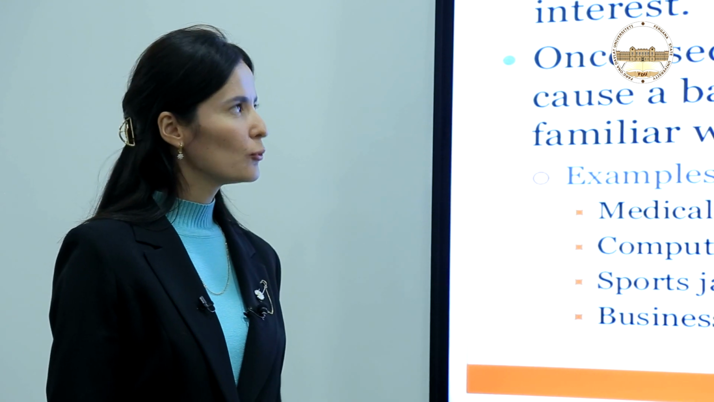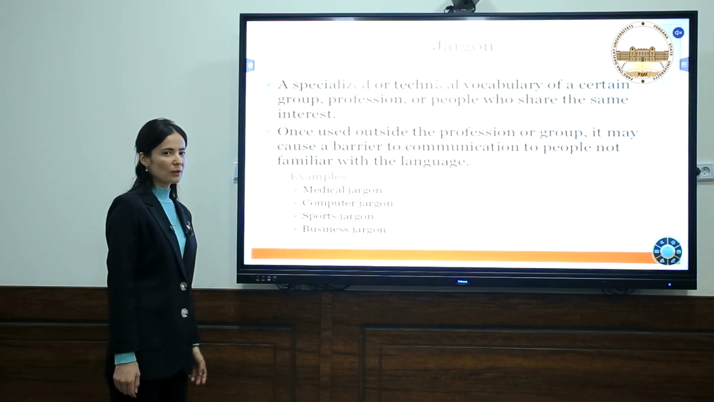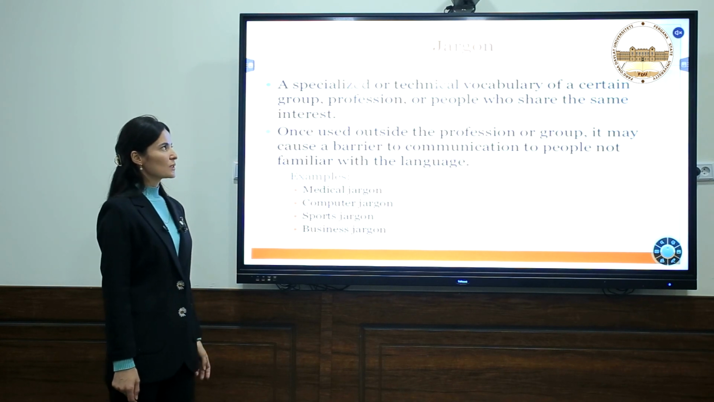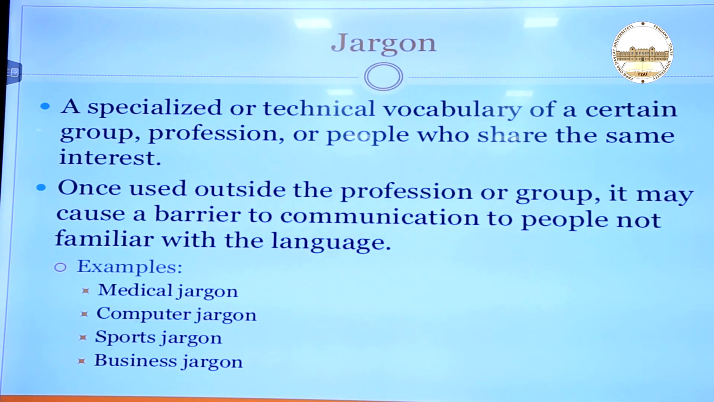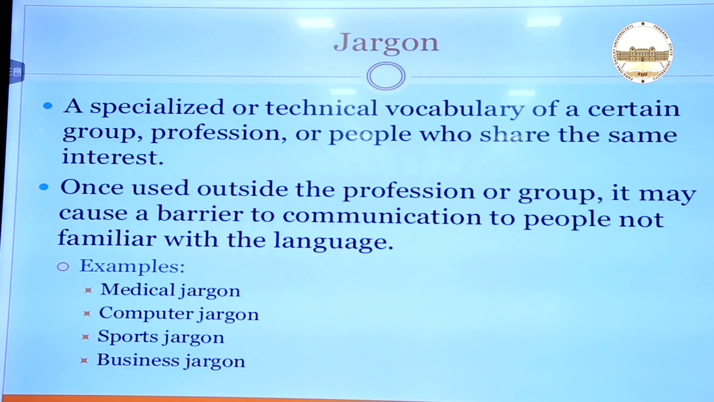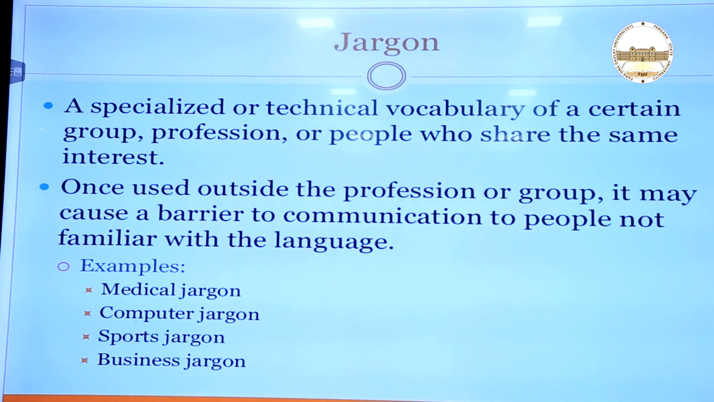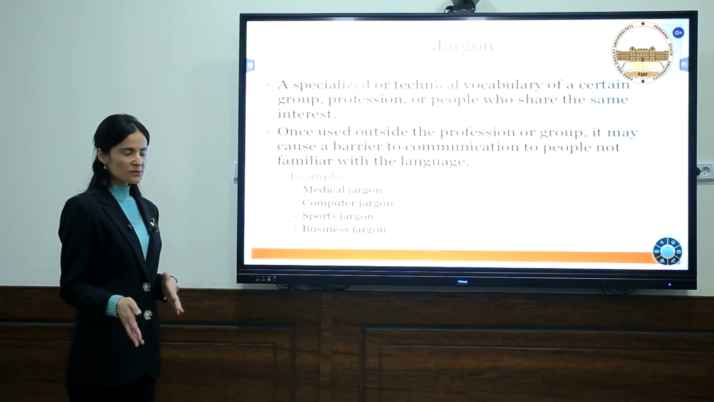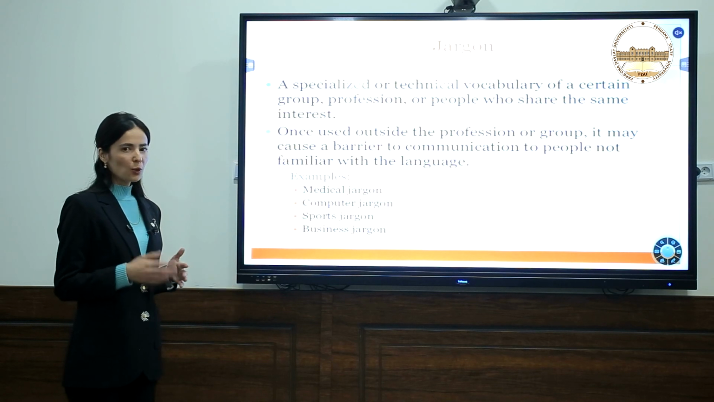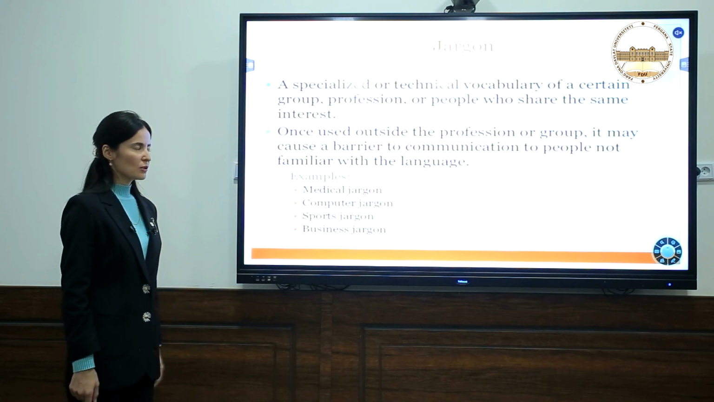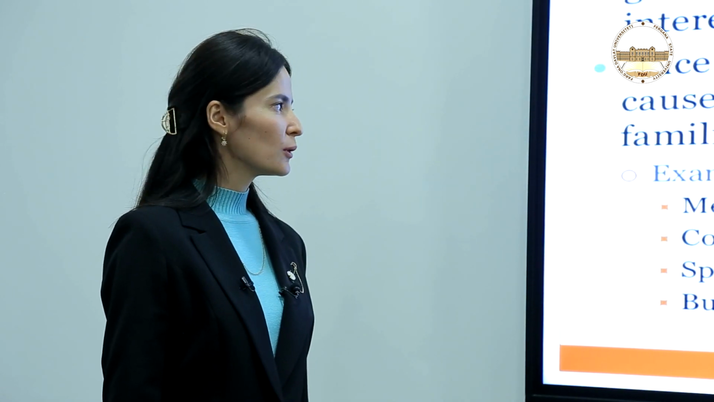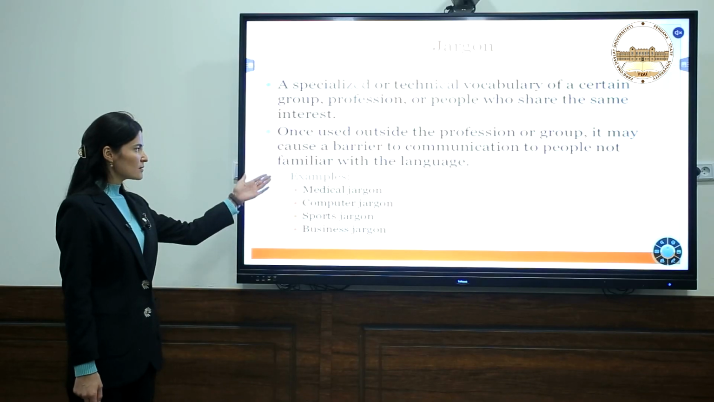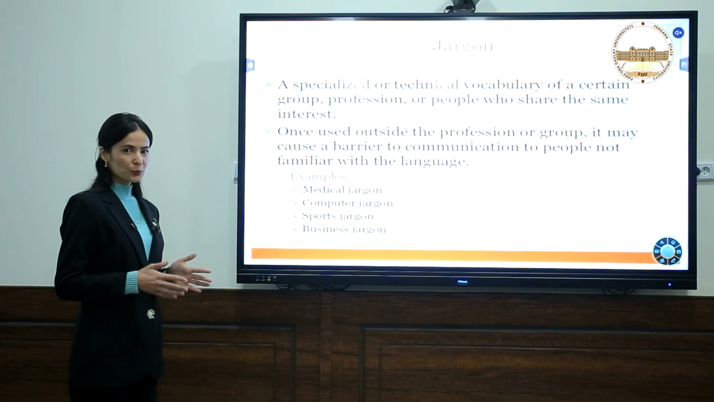Here, jargon. What is it? Yes, jargon is also one of the important layers of linguistics, of the language units. Jargon is a specialized or technical vocabulary of a certain group, profession, or people who share the same interest together. This means, for example, teachers group, lawyers group, or doctors group, they have their own way of using language. Once used outside the profession or group, it may cause a barrier to communication to people not familiar with the language. Yes, these are special words for a special group of people.